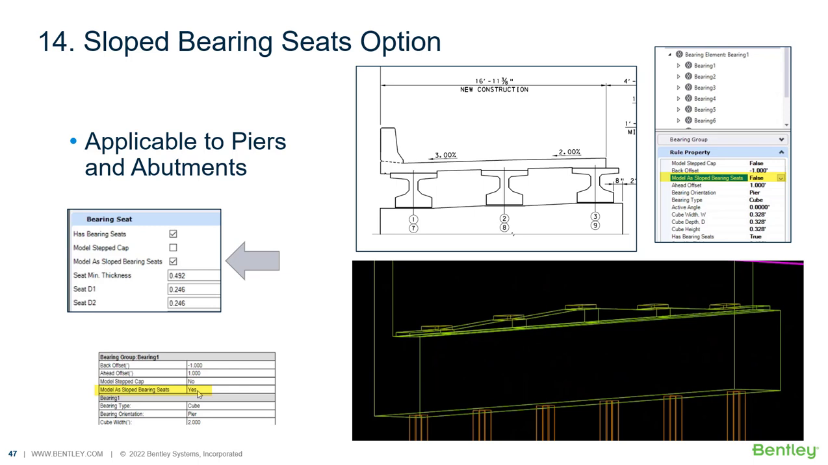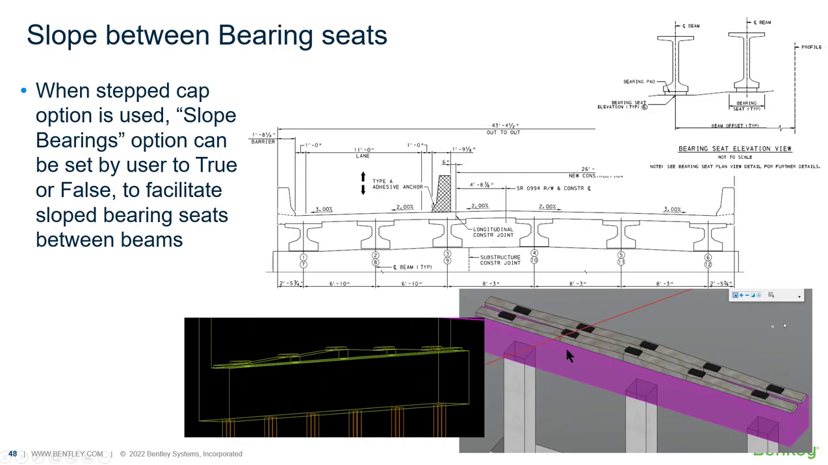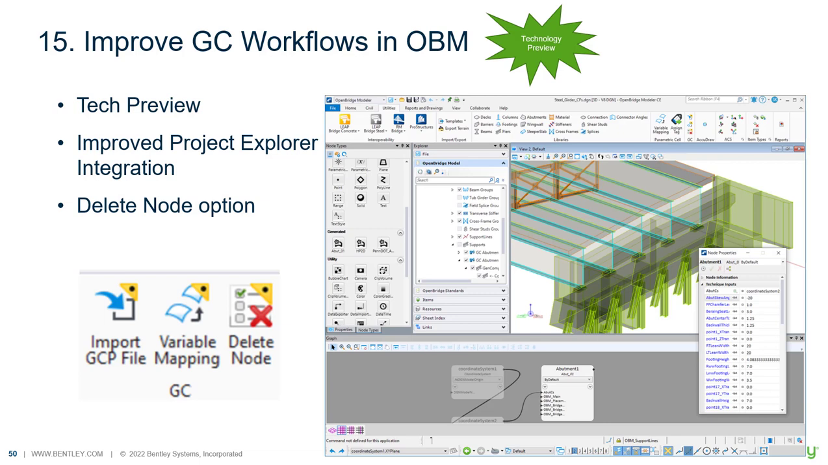In this 2022 release 2 version, we have added the capability of sloped bearing seat options for piers and abutments. So we just need to check this model as sloped bearing seats, and then it will be like slope in between the bearing. It will be like this. The next one is generative components.